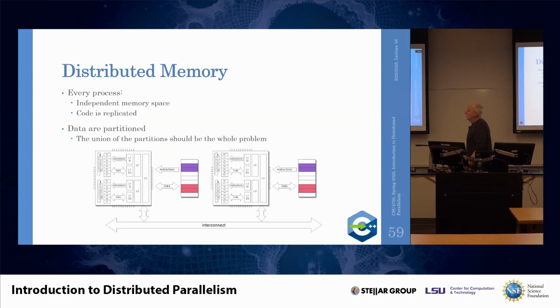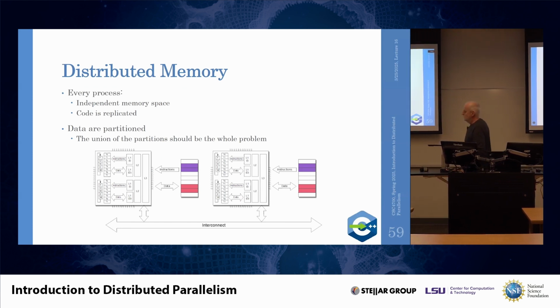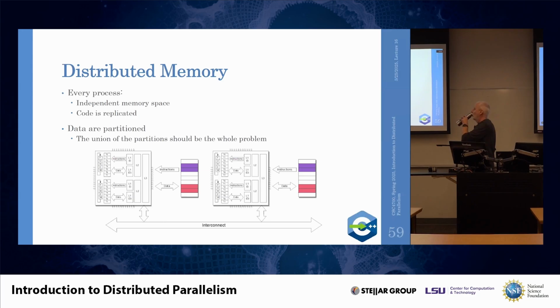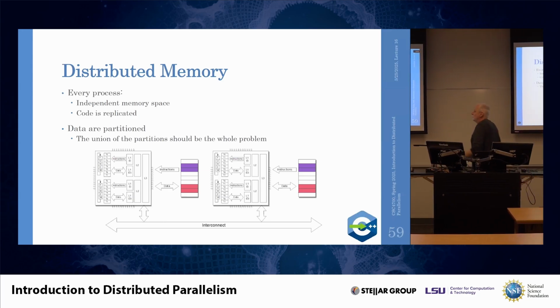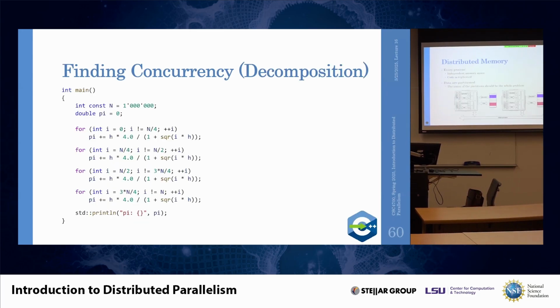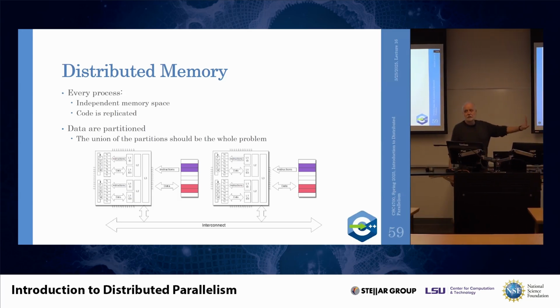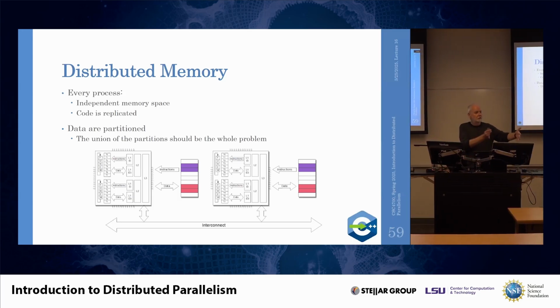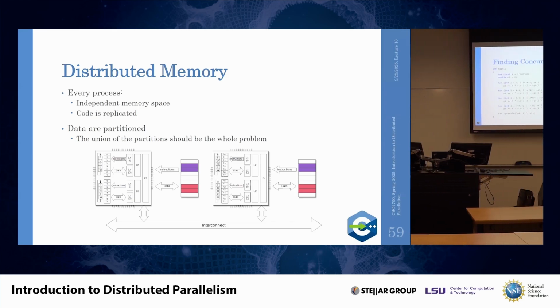Okay, so where are we? Every process has independent memory space. The code is replicated. The data is partitioned. And the union of the partitions gives you the whole problem. Well, assuming that n is divisible evenly by num locality. Otherwise, we have to be careful on the last of the localities because we might have less data in the remaining piece. But that aside.